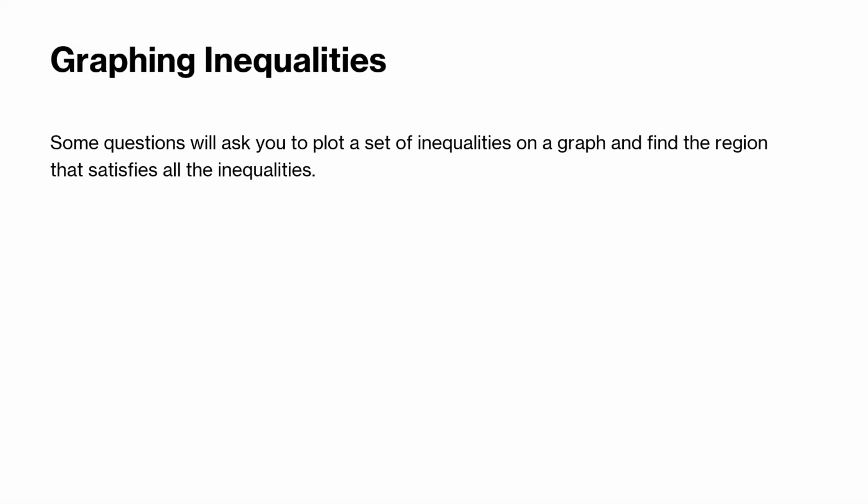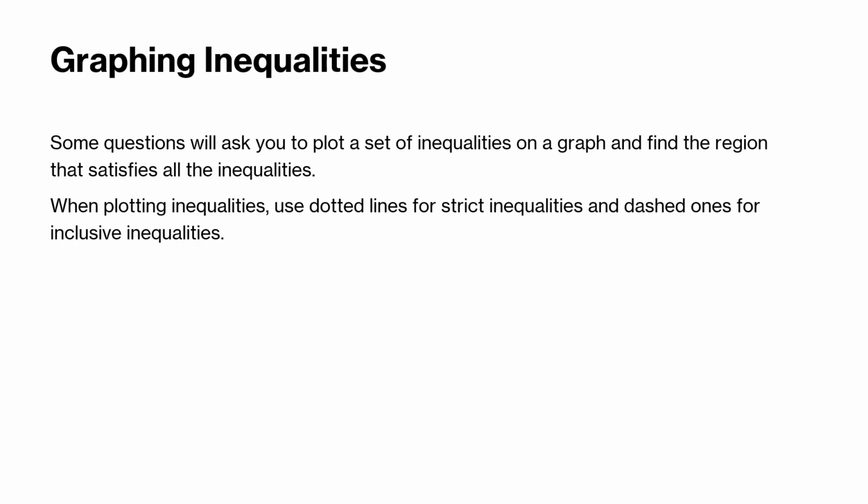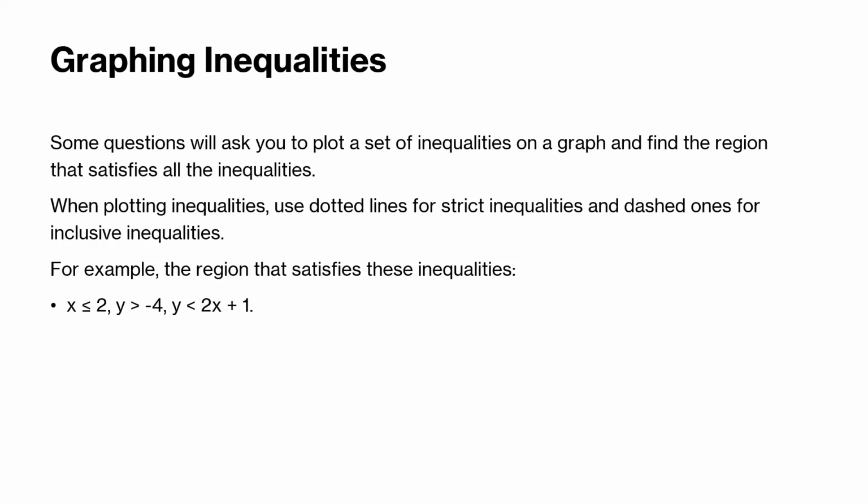Let's talk about graphing inequalities. Some questions will ask you to plot a set of inequalities on a graph and find the region that satisfies all the inequalities. When plotting inequalities, use dotted lines for strict inequalities and solid ones for inclusive inequalities. For example, find the region that satisfies these inequalities. X is less than or equal to 2, y is greater than minus 4, and y is less than 2x plus 1. We'll first plot all of these 3 lines.